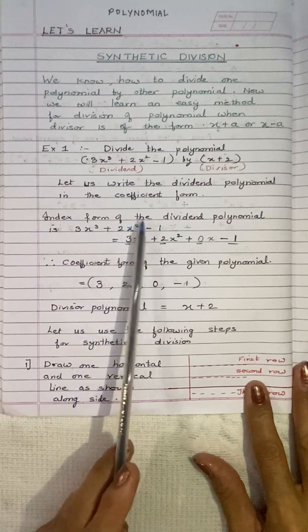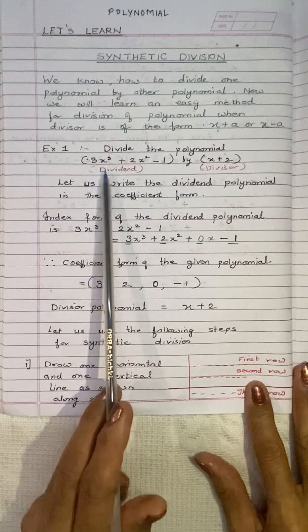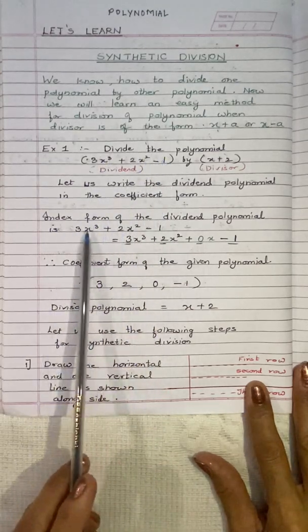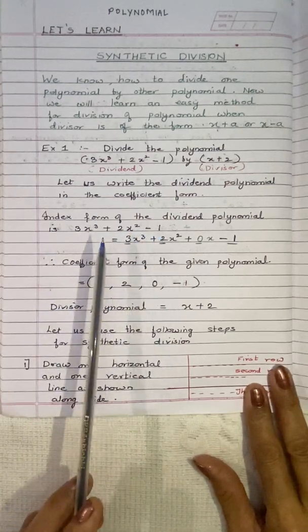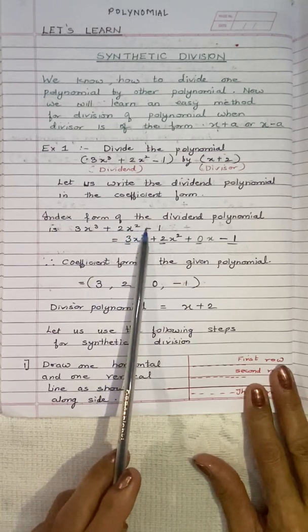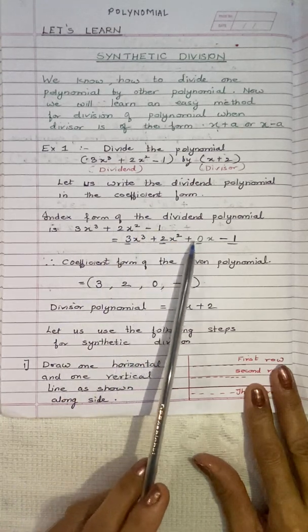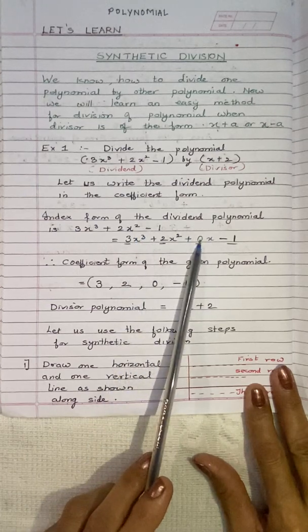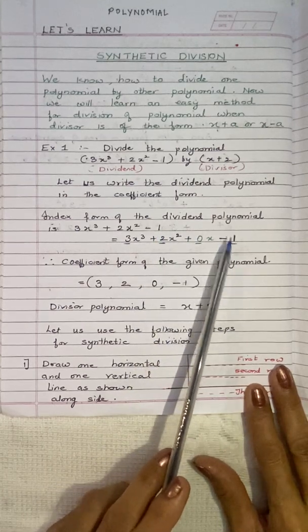So, the index form of the dividend polynomial is 3x cube plus 2x square minus 1. Now, as one term is missing, that is x is missing, we will write it in index form as 3x cube plus 2x square plus 0x, because one term is missing over here, and then the constant term minus 1.